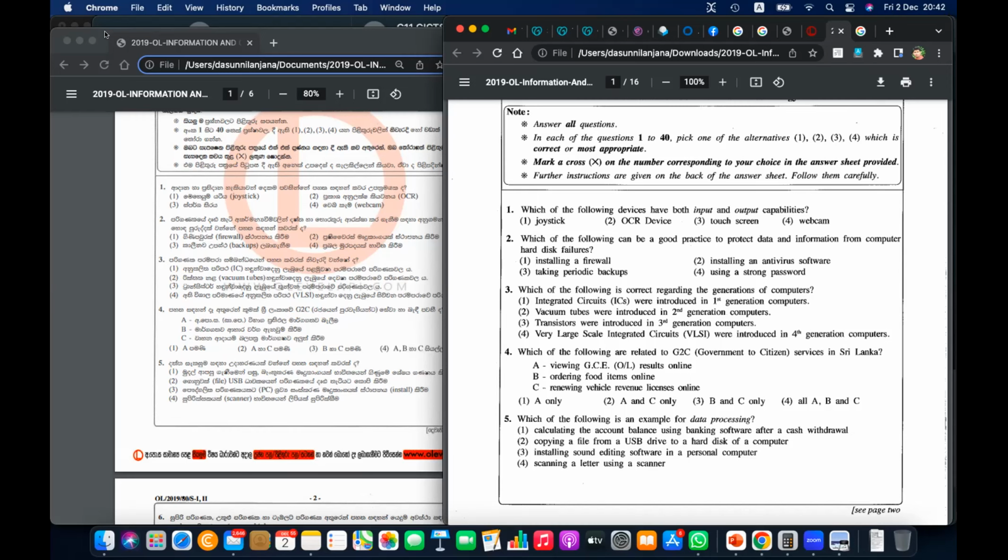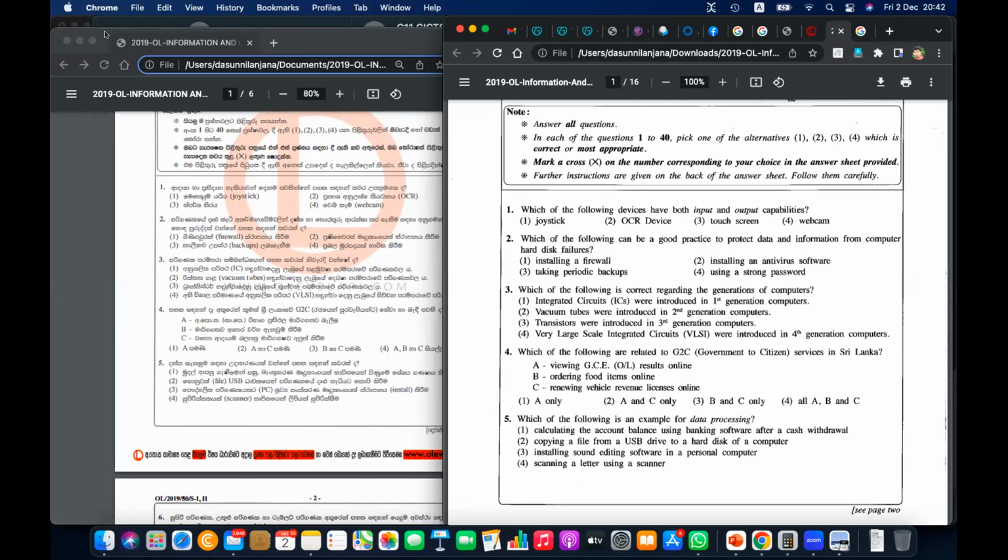Then taking periodic backups. Backup means copies, copies of your documents. So let's say you have important documents. We can copy the documents to a pen drive. Even if your hard disk is damaged, your pen drive will have a copy, so you can copy that from the pen drive. So periodic backup can be an answer.